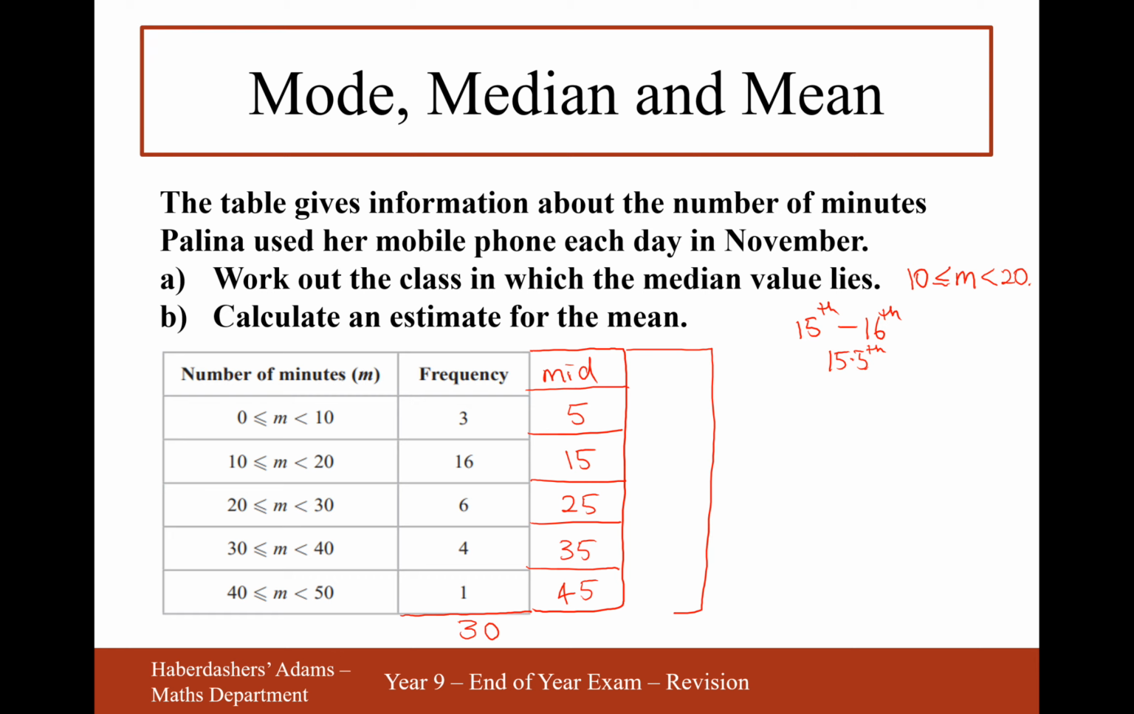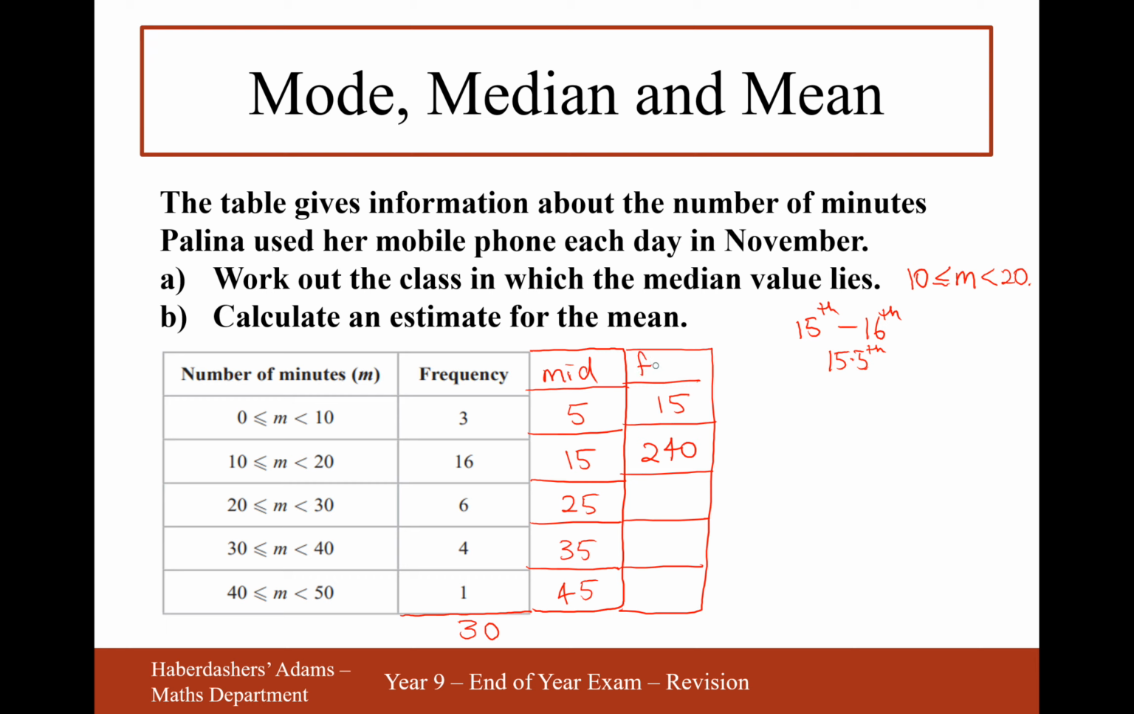So if I now start adding these up, if I've got 3 days in which I spent about 5 minutes on my phone, if I was to add those up, I'll get 15. If I spent 16 days on my phone for about 15 minutes each, and I was to add up all of those 15 minutes, then I'd be effectively doing the calculation of 15 times 16, which would be 240.